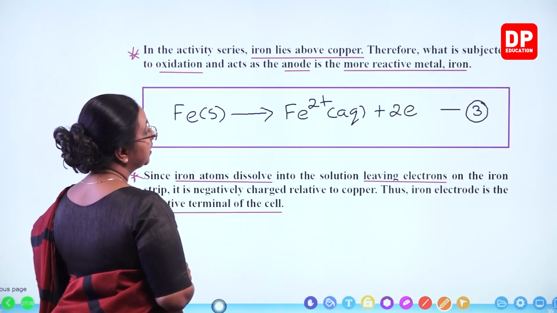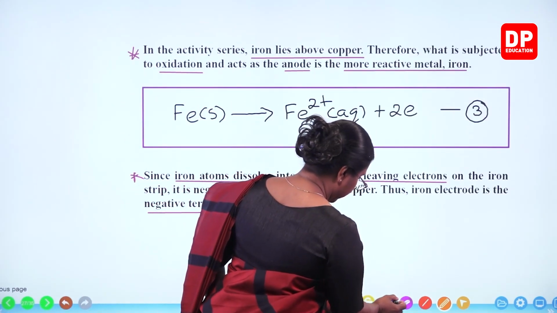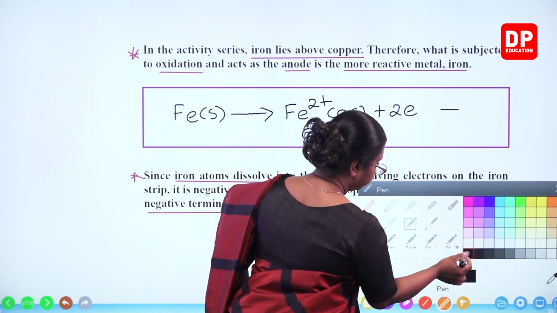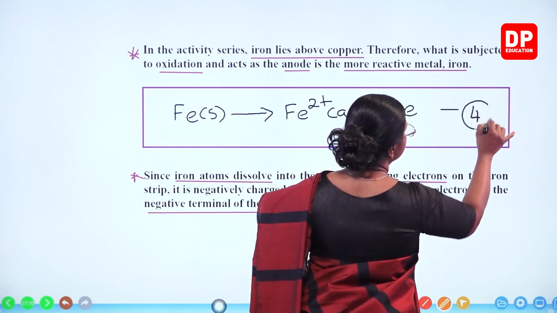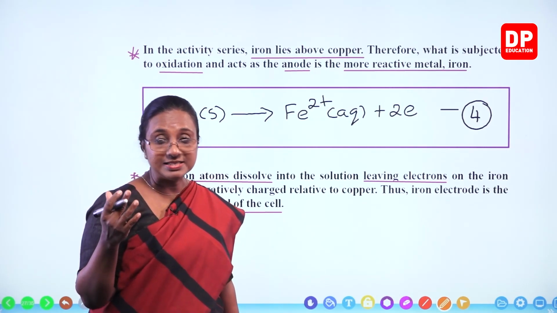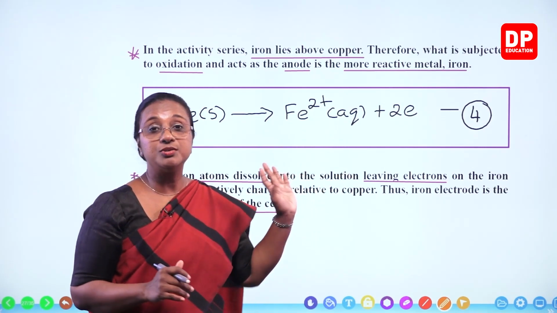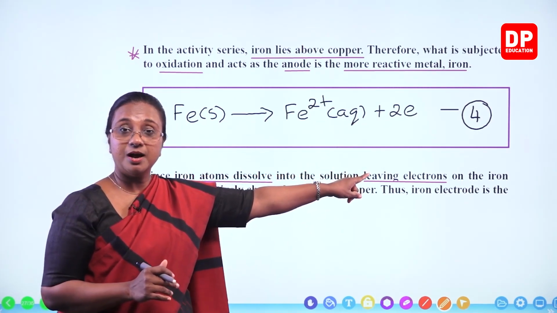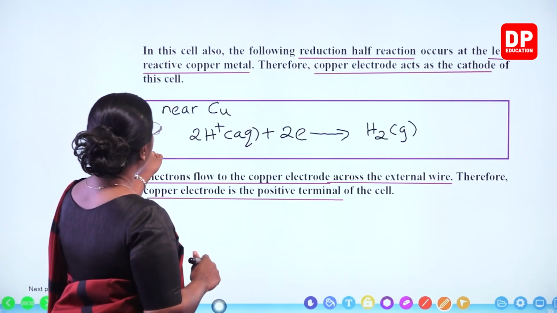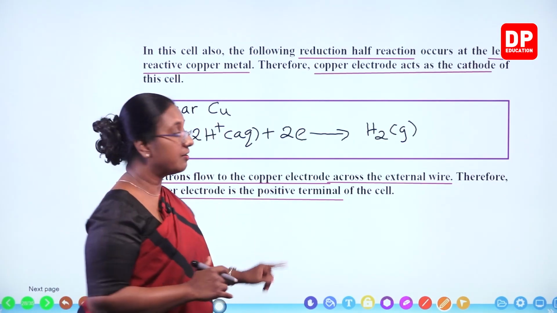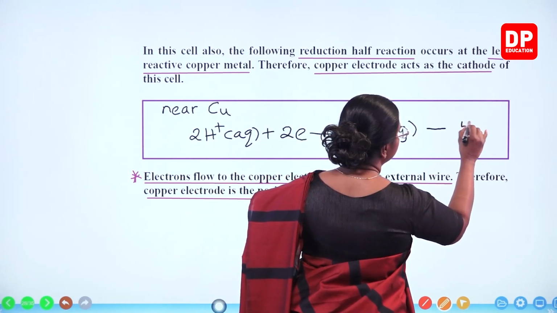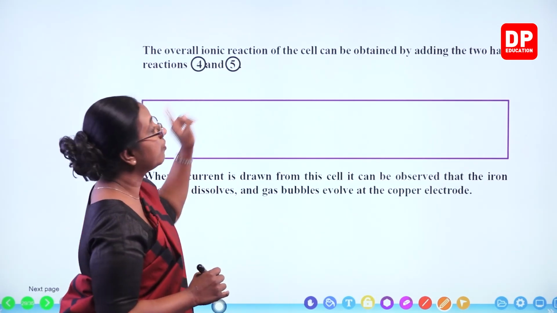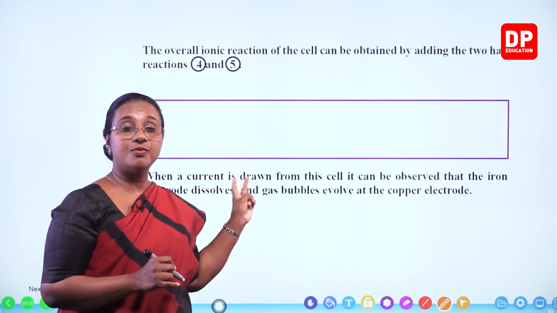So here, this will be the fourth equation. You have to remember number 3 has been skipped. That is not a problem. This is just for you all to identify the reaction, students. So the oxidation half reaction becomes the fourth reaction, and near the copper electrode, the reduction half reaction becomes the fifth reaction. So in the next slide, here you can see the two half reactions, 4 and 5.